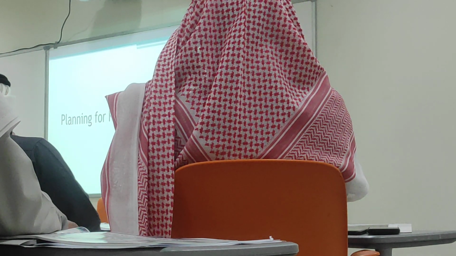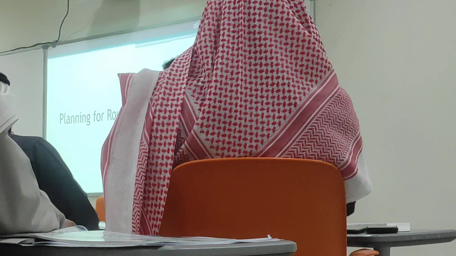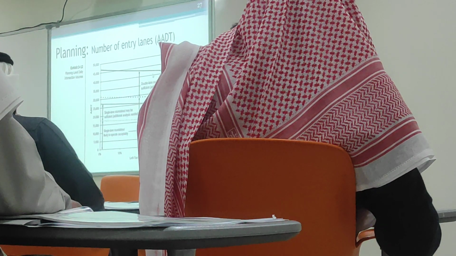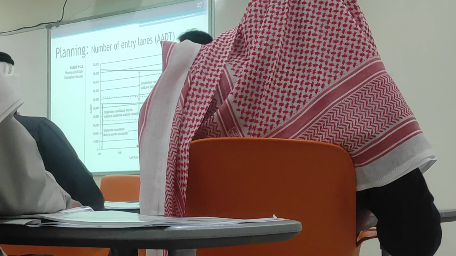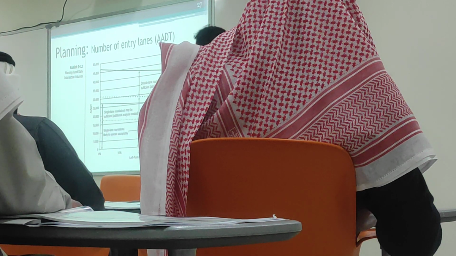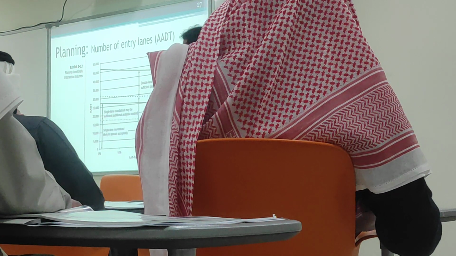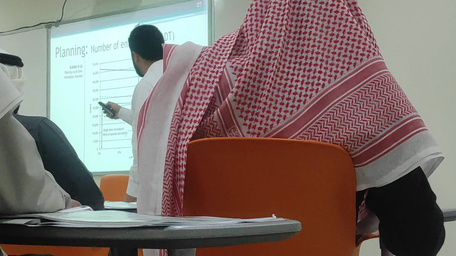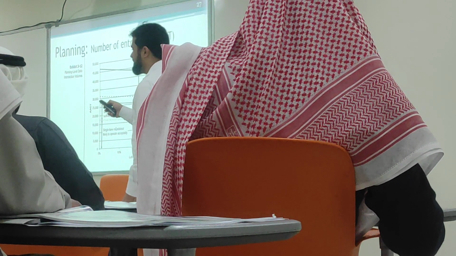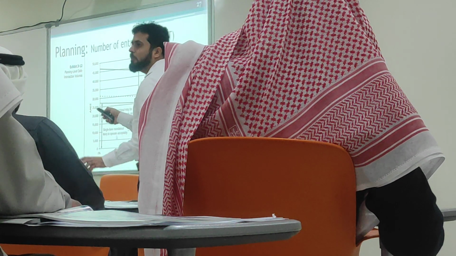Now, planning for the roundabout. When we say planning for the roundabout, we mean the number of lanes to be provided on each side. There are basically two criteria. One is traffic volume, as I mentioned before. You see these are three regions. Up to this point, the traffic volume is around 15 to 17,000, and a single lane roundabout is likely to operate acceptably.